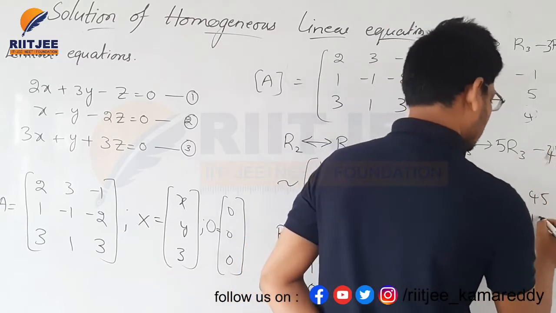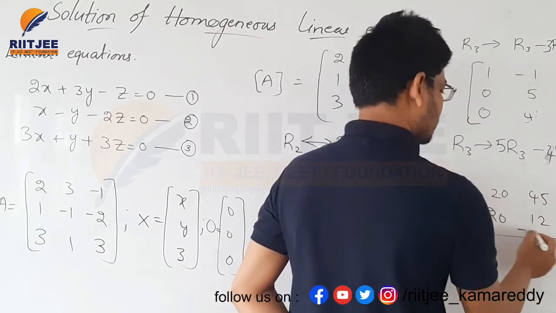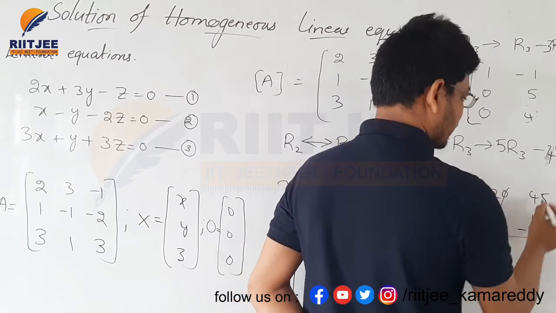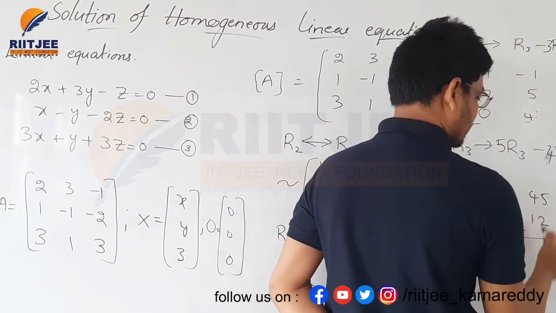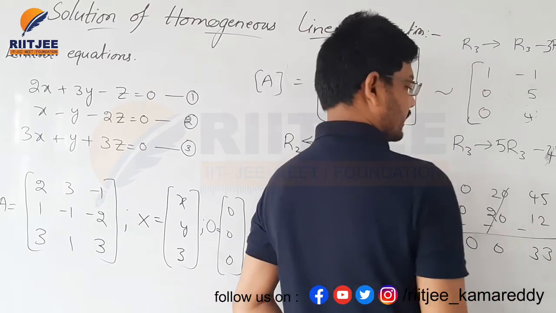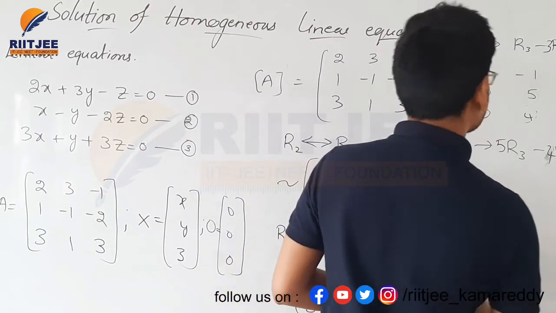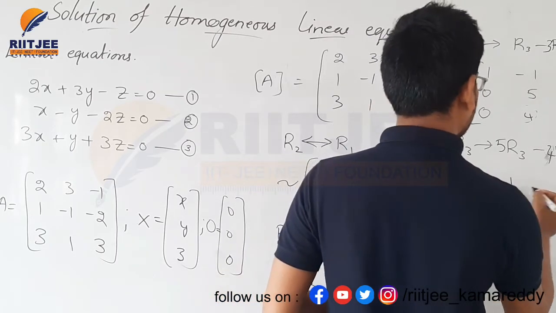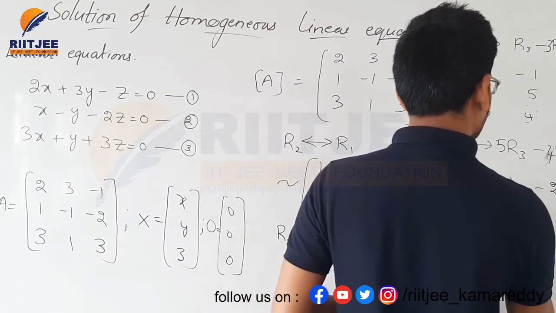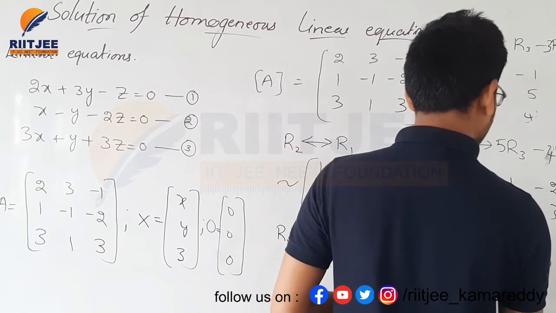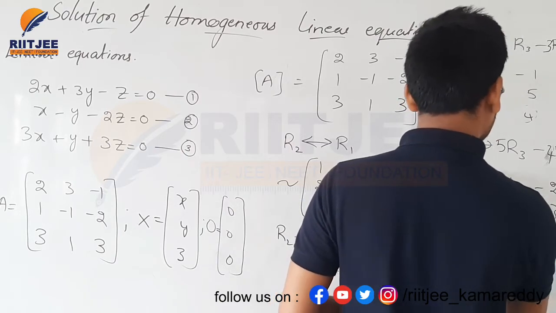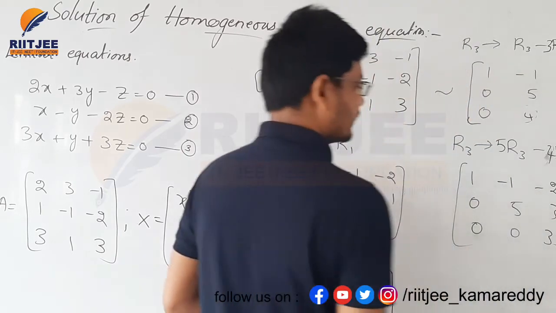Next 4 into 3 is 12. 0 0, this is cancelled, 0 0 here. 45 minus 12 is 33. So 0 0 33. The matrix is 1 minus 1 minus 2, 0 5 3, 0 0 33. And this is the solution here.